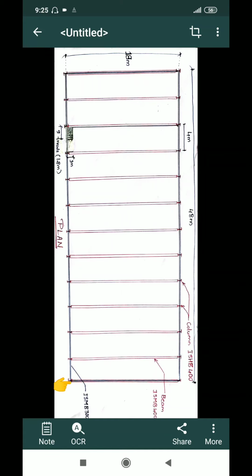Now I am connecting these columns by providing beam sections, and for the beam section I am choosing ISMB 400. You can choose ISMB, ISLB, ISWB, ISHB; all types of beams can be chosen. Since it is a primary beam, you cannot choose junior beams, and since the span is large and the loads are heavy, I don't prefer a lightweight beam. Instead I am choosing a medium weight beam of 400 mm depth.